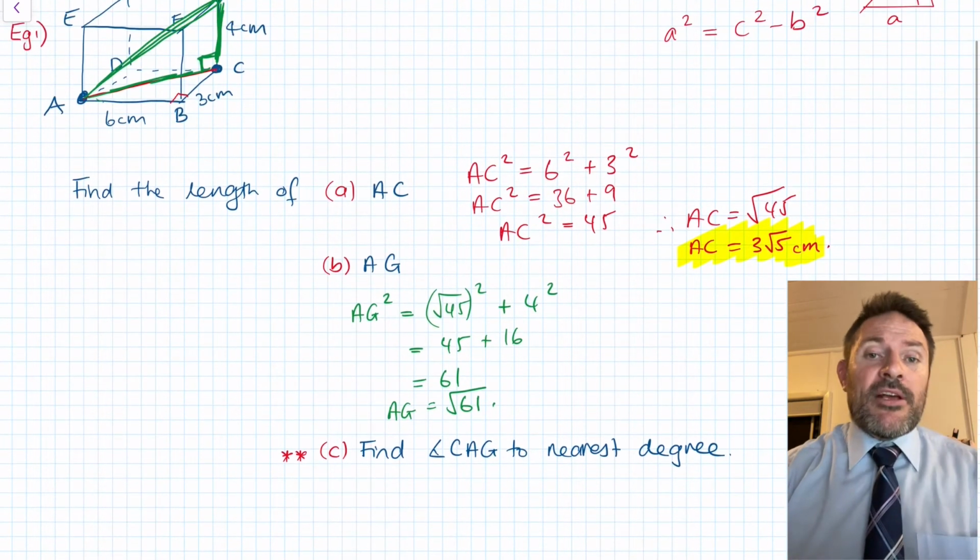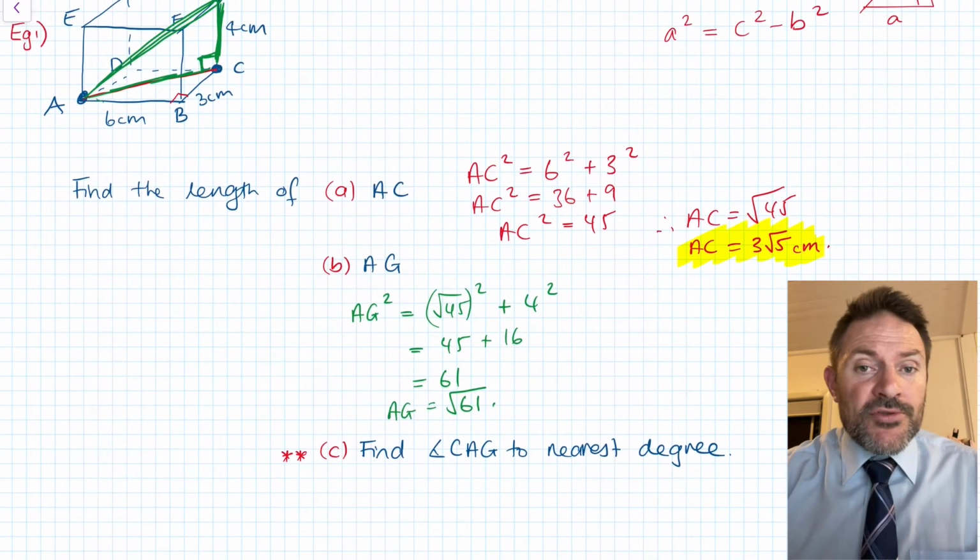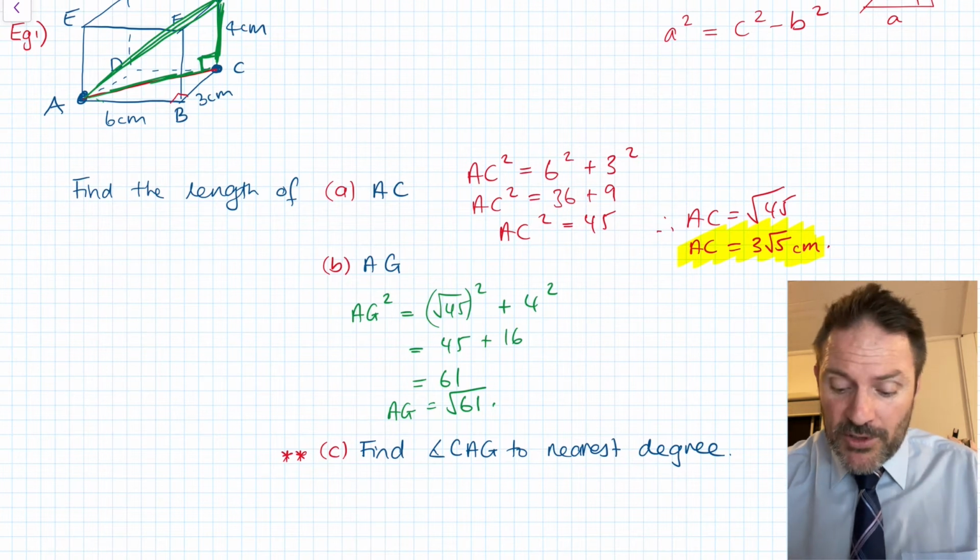Now, for part C, I put double asterisks there because this is trig. I know we're not doing trig, but I know you have done right angled trig, so we're going to look at it.